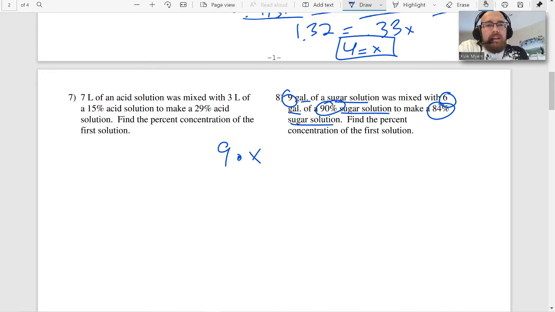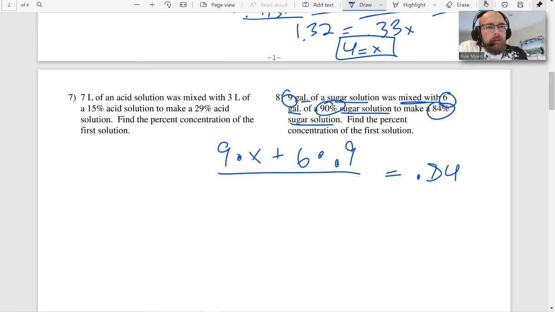9 gallons of some percent of sugar solution mixed with, I'm going to add 6 gallons of a 90% sugar solution to make 84% sugar solution. What would be the total gallons here? The total gallons, remember, it's always amount out of the total. Total gallons would be 15.